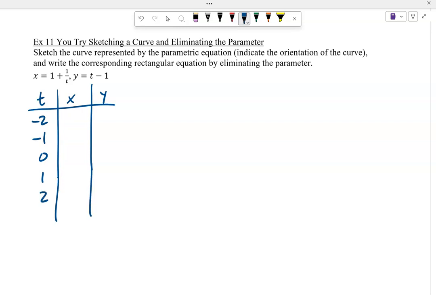So t, I got x is 1 plus 1 over -2. And a half, I got 0, and I got t, that'll be undefined here. Can't divide by 0. 1, 2, let me do one more here. 2, I got 3 halves. 4 thirds. Now let me find my y. T minus 1, -2 minus 1, -3. -1 minus 1, -2.